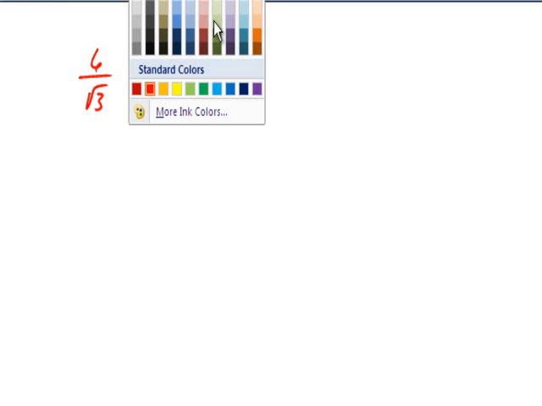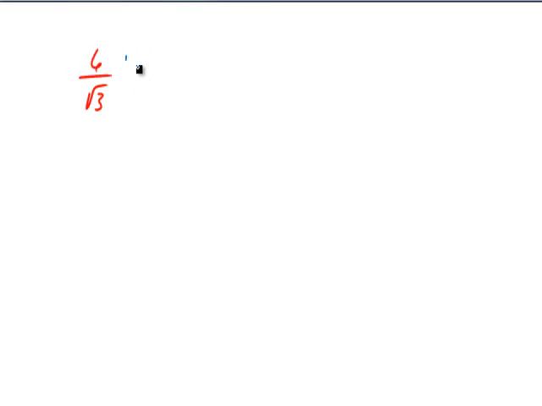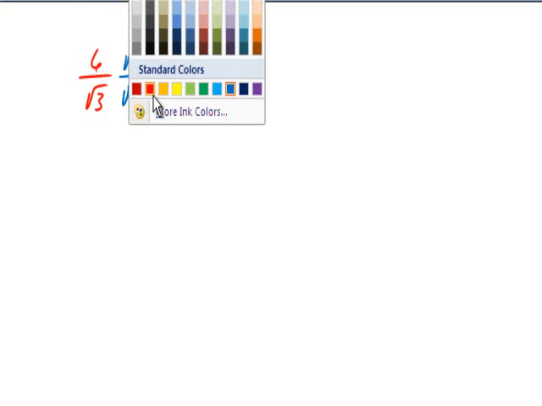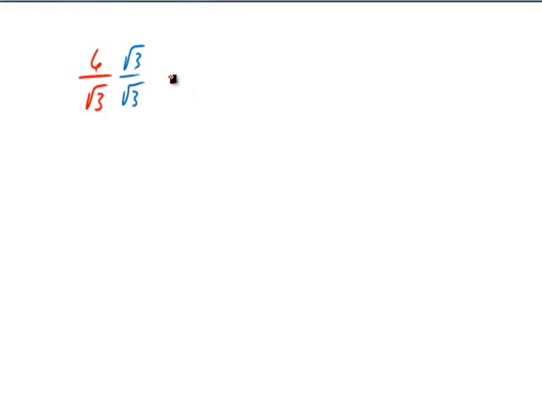For division, we can use a method called rationalizing the denominator, which means that we want to change this irrational number of the square root of 3 into a rational number. To do that, I can multiply the numerator and denominator of my fraction by some value that will give me a perfect square in the denominator. In this case, the square root of 3 times the square root of 3 would give me the square root of 9, which is a perfect square in the denominator.